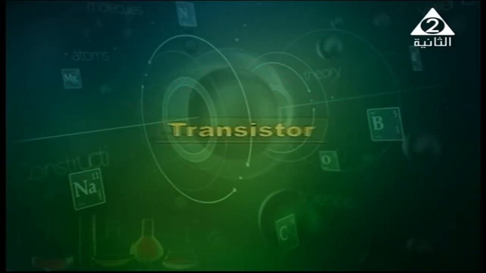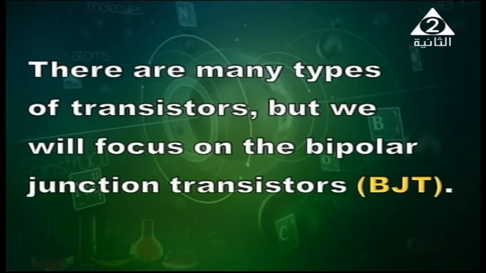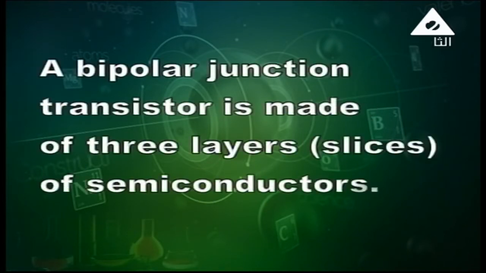Transistors. Types of transistor. As a matter of fact, there are many types of transistor, but we'll focus on the bipolar junction transistors. Bipolar junction transistors are abbreviated by BJT. So once again, we'll focus on the bipolar junction transistors. First of all, what is a bipolar junction transistor?